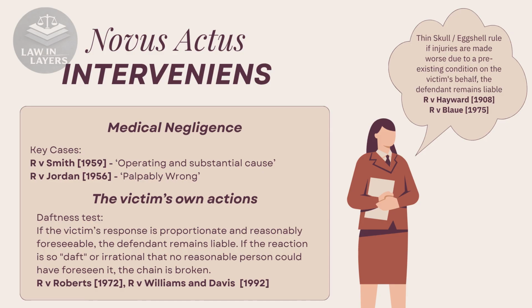An example is Hayward, where a husband and wife argued, leading to the husband chasing his wife into the street while shouting threats. During the altercation, the wife collapsed and died. Unknown to either party, she suffered from a thyroid condition that made her particularly susceptible to death from fright or shock when combined with physical exertion. The husband was therefore liable for her death.